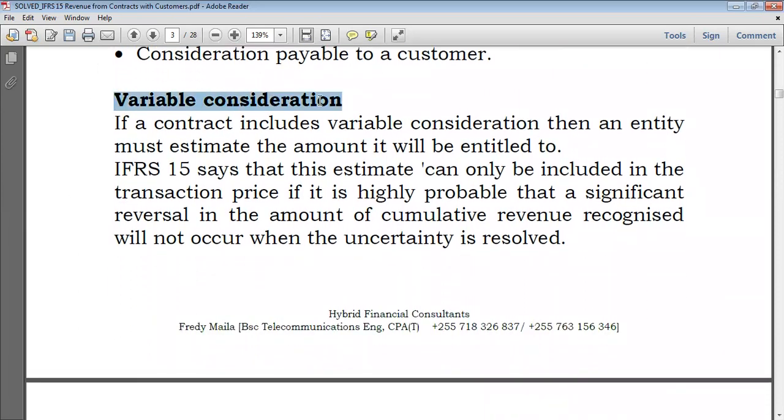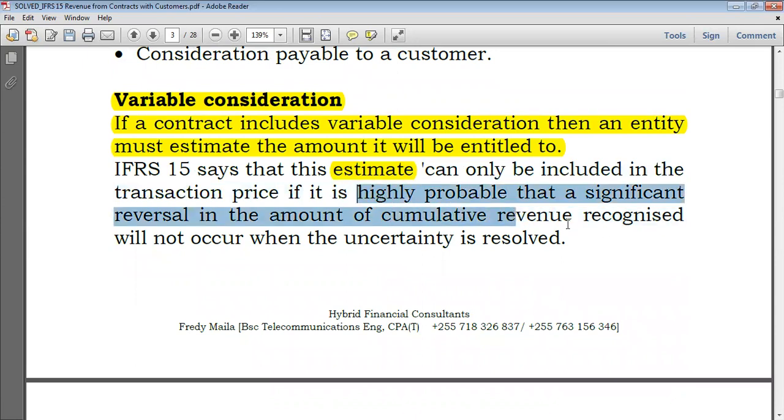And here we are, variable consideration. What is variable consideration? If a contract includes a variable consideration, then an entity must estimate the amount it will be entitled to. Should I be entitled to all of it, or just a partial amount of it? The standard requires that the estimate can be included in the transaction price if it is highly probable that a significant reversal in the amount of cumulative revenue recognized will not occur when the uncertainty is resolved.